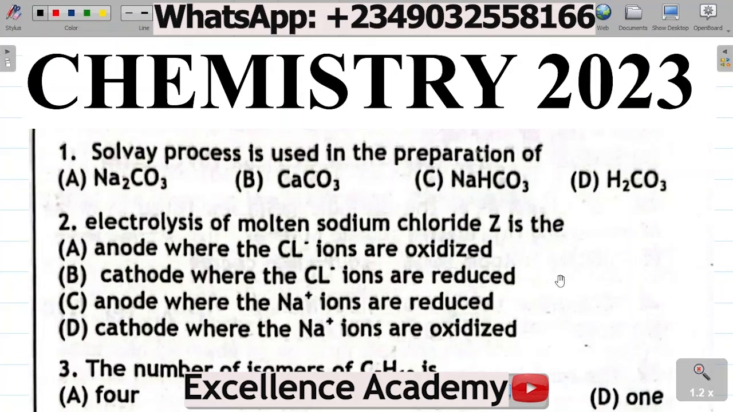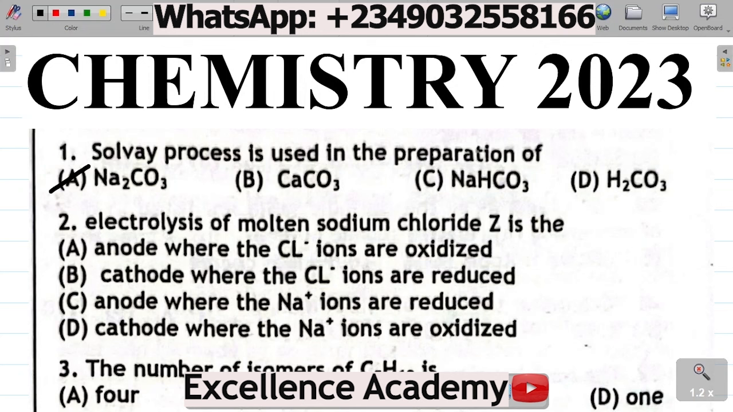Let's look at the solution to the JAMB Chemistry 2023 examination questions. Question 1 says, Solvay process is used in the preparation of A. Sodium trioxocarbonate, B. Calcium trioxocarbonate, C. Sodium hydrogen trioxocarbonate, D. Hydrogen trioxocarbonate. Now for this question, the correct answer is A.